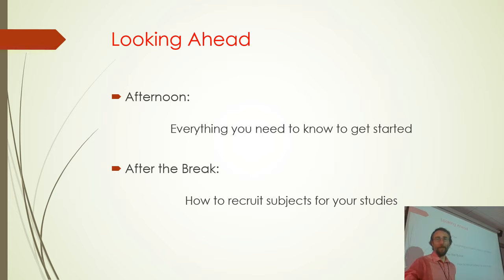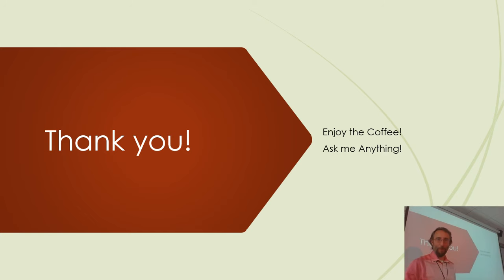So in the afternoon, we're going to give you everything that you need to get started with Volunteer Science. We'll give you an account, we'll show you how to create experiments, and then we'll do some hacking work around any experiments or stuff that you want to create. And after the break, we'll talk about recruiting subjects, because there's a whole art to recruiting subjects. There's 20 ways to do it, 15 ways to do it right, 5 ways to do it wrong. So we'll go through that.